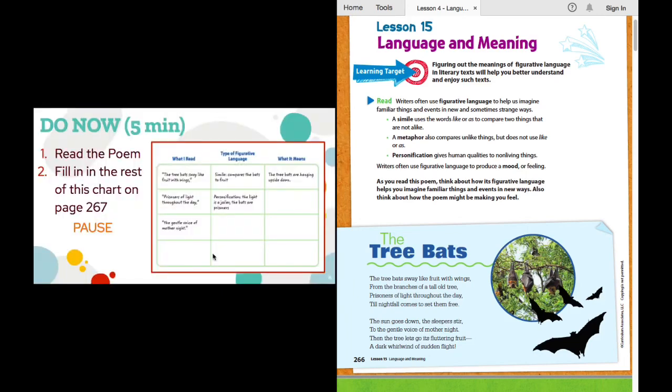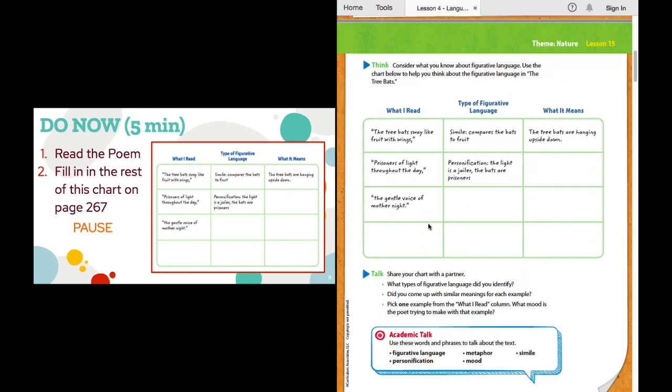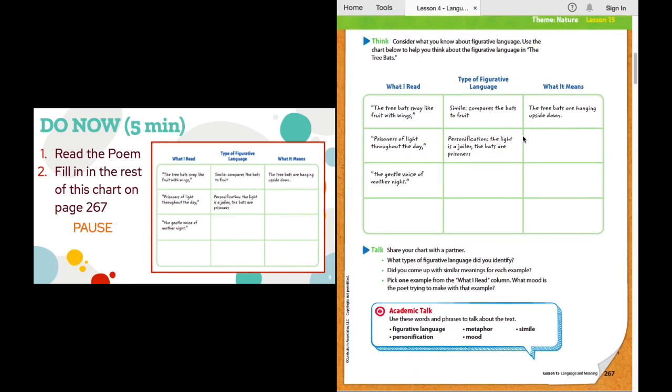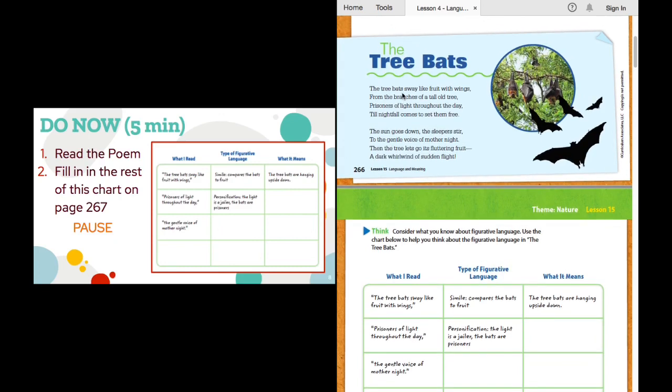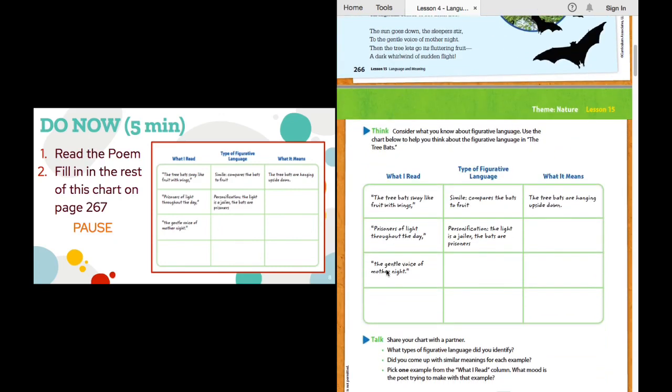Okay, so you're due now for today. I want you to read this poem, The Tree Bats, and I want you to fill in the rest of this chart that's on page 267. So over here, you're going to take 5 minutes to basically find the figurative language. Some of them are already identified for you, and then figure out what type of figurative language it is.